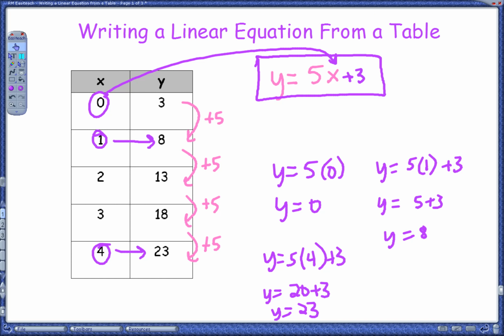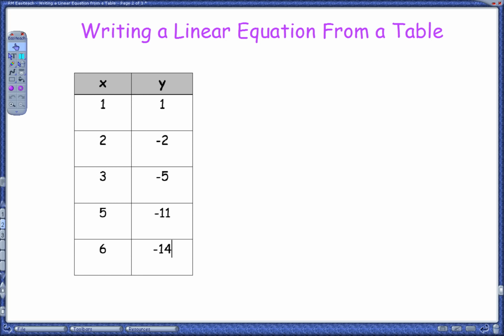All right, we're going to keep practicing. Here's another one. Sometimes I add, sometimes I subtract. So to get from 1 to negative 2, I subtract 3. From negative 2 to negative 5, subtract 3. Now my next step should be to subtract 3, but that would get me to negative 8.